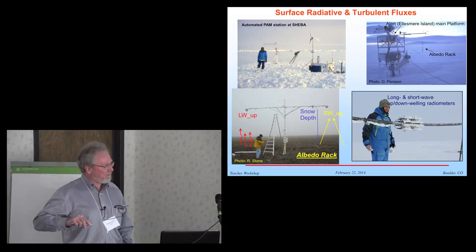So this is what's called an albedo rack. This is one of the Swedish expeditions out near the North Pole. There they have the four components all on one unit for the radiation.